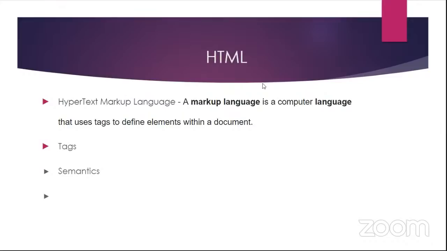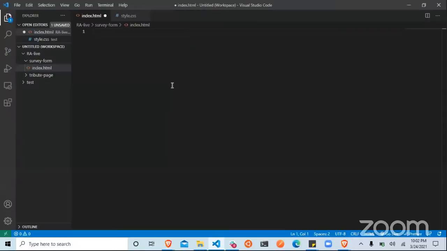Let me just open Visual Studio Code here. Okay, so I have an HTML document here that I created earlier in the day. I have a folder here. Let me just do that again. I'm creating an HTML file, index.html. This is what we are going to be working with.